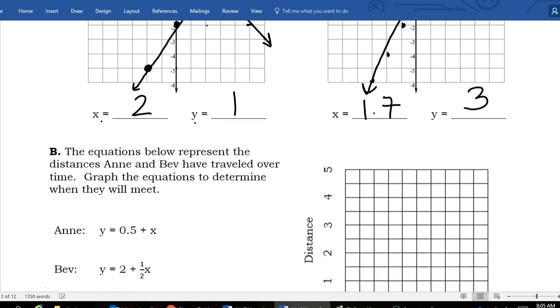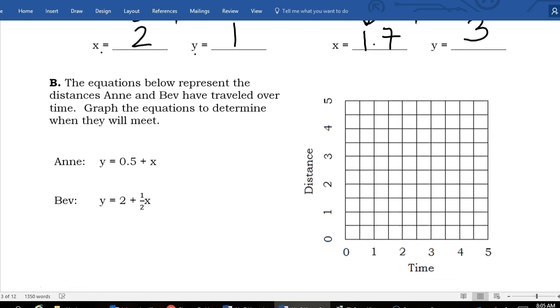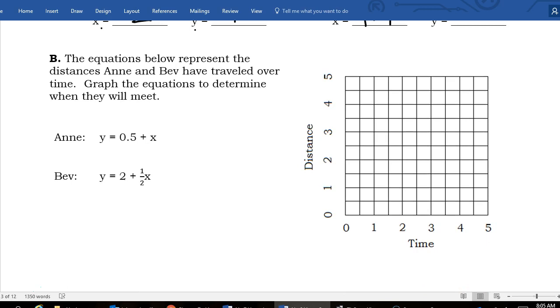And part B, we're going to revisit the example that we had last lesson. We have the equations already given to us. We wrote those in a previous example, but we're going to graph them instead of use tables this time. So Ann, my m was 1 and b was 0.5. Bev, my m was 1/2 and b was 2. And again, I can put that over 1.